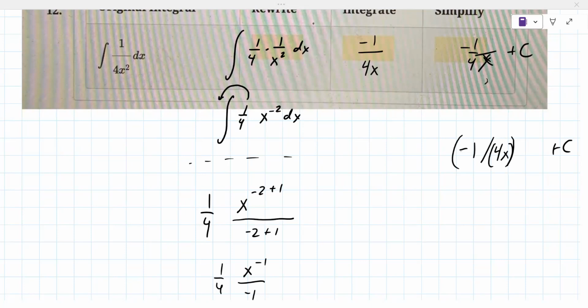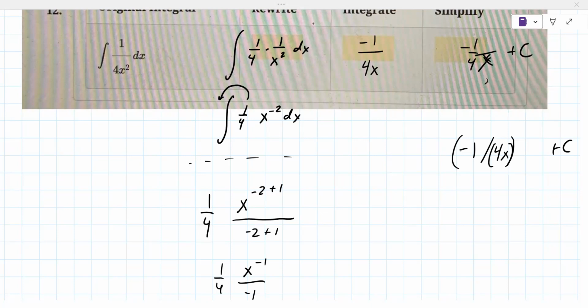All right. There it is. Why is it so difficult today? All right, there it is.